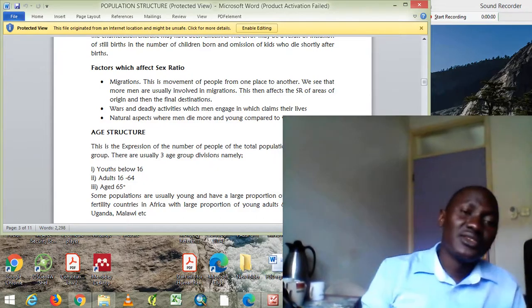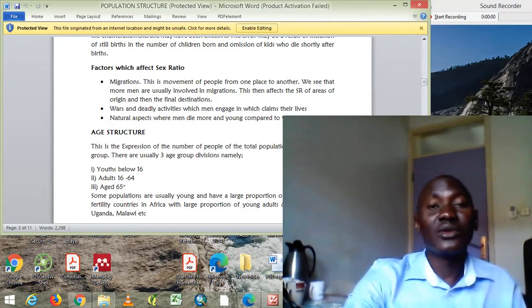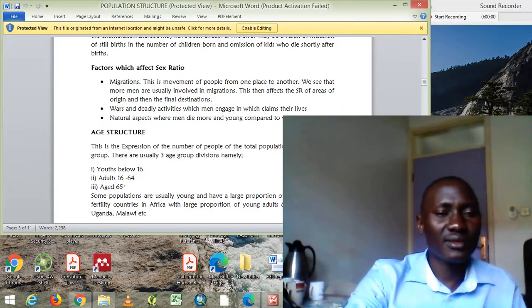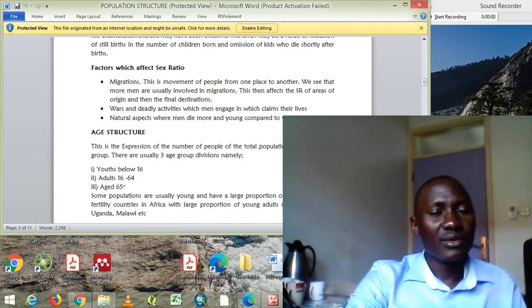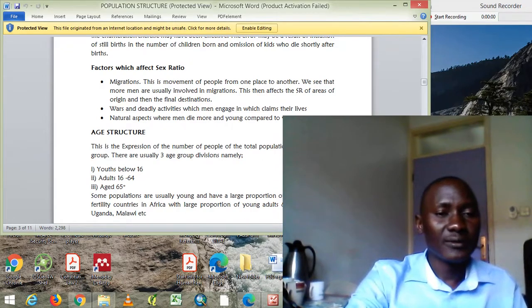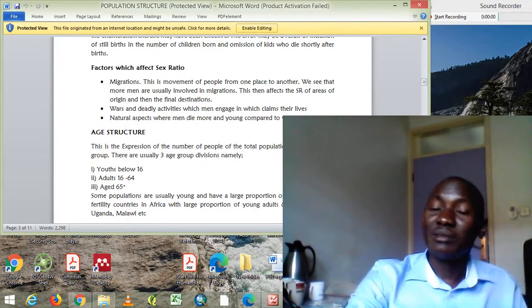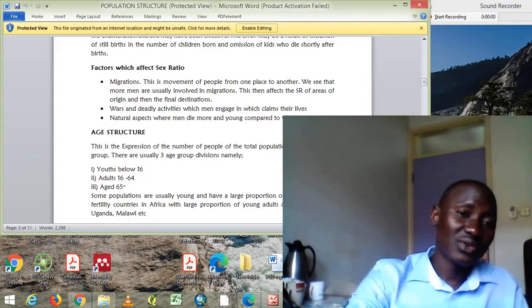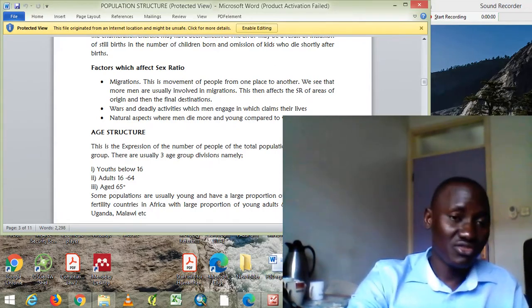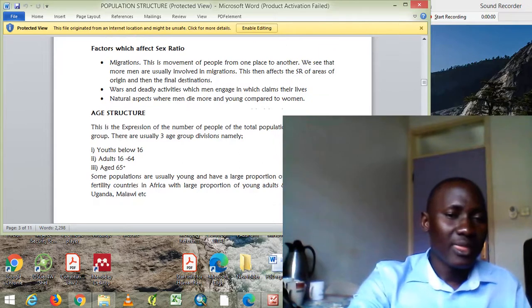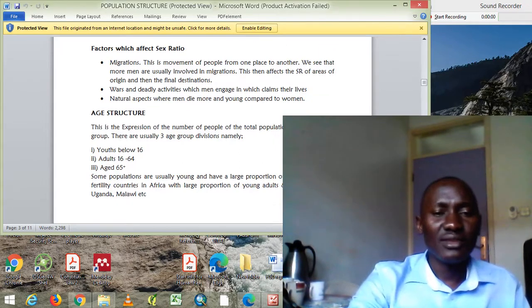And our definition of youth in population geography is not the one you know in your government. I know some of you have just stood for elections to be elected as youth representatives. But our definition of youth here, we are looking at people below 16. And then we have adults, people between 16 and 64. I know some of you are 22, 23, but still you look at yourself as children. You are not children, you are adults. And then we have the aged, i.e. 65 plus.